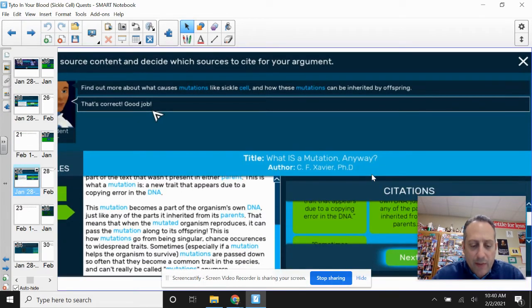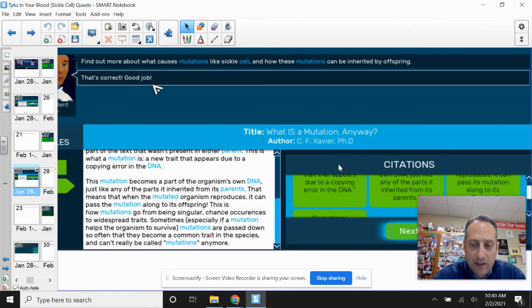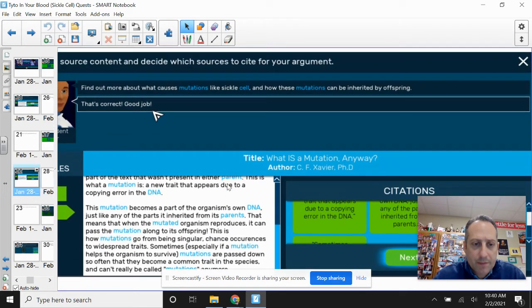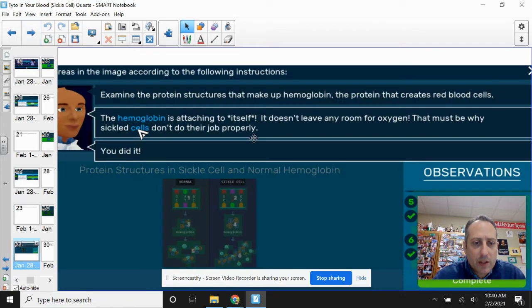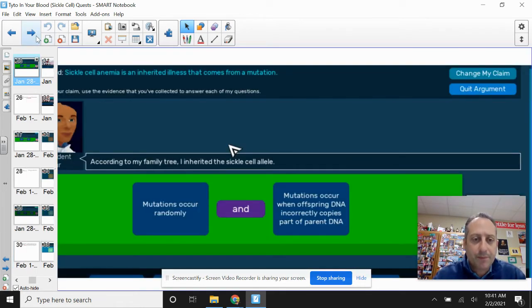What is a mutation anyway? This is question number 4. A typo in copying DNA is called a mutation. Next, we looked at some protein structures and compared and contrasted sickle and normal hemoglobin. They're made of different proteins, is the problem. Your body made different proteins because of that mutation.